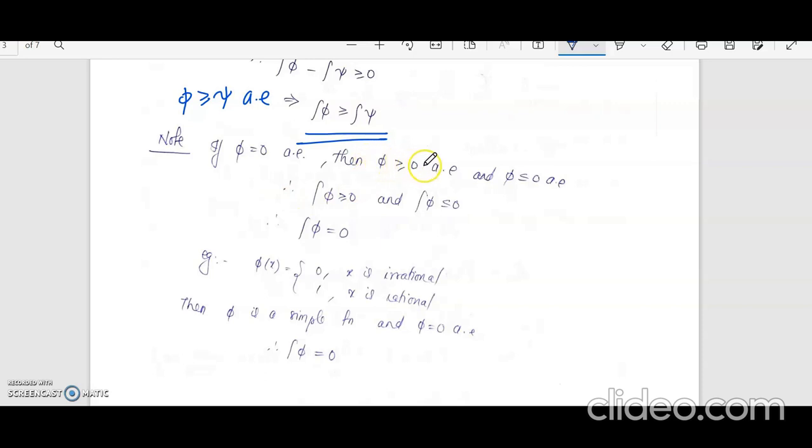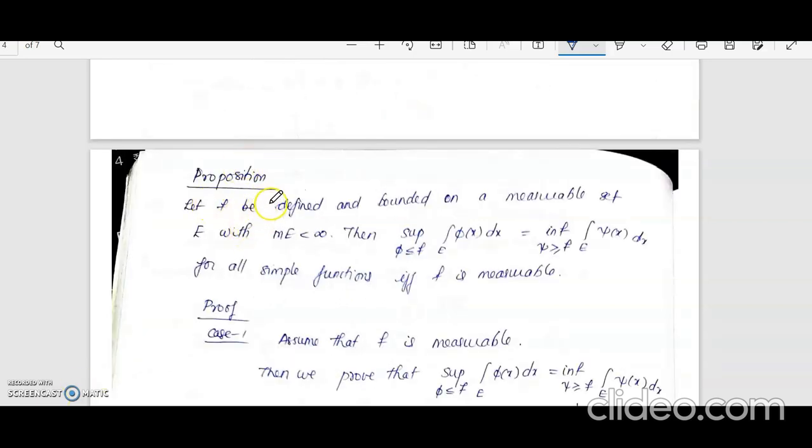For phi greater than or equal to 0 almost everywhere, by the result we have seen previously, the integral of phi will be greater than or equal to 0. Similarly, if phi is less than or equal to 0 almost everywhere, the integral of phi will be less than or equal to 0. Again, both will happen simultaneously. Now both are possible simultaneously only if the integral of phi is equal to 0. So therefore, if phi is equal to 0 almost everywhere, then in that case the integral of phi will be equal to 0. Now we look at the next proposition.